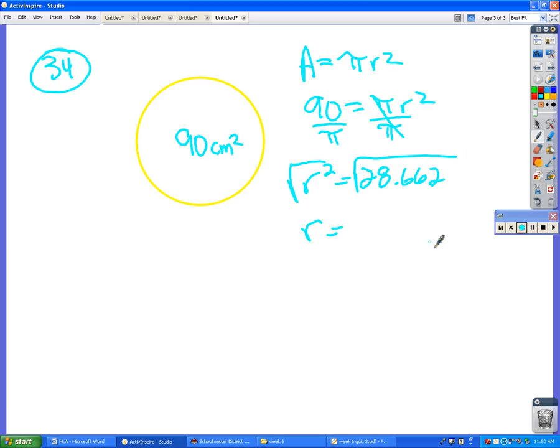Francis, can you tell me what the square root of 28.662 is? 5.35. But it said round to the nearest tenth, so 5.35 would round to 5.4. So just a couple of different ways that you can use this square rooting stuff. Okay, 35 and 36 also?